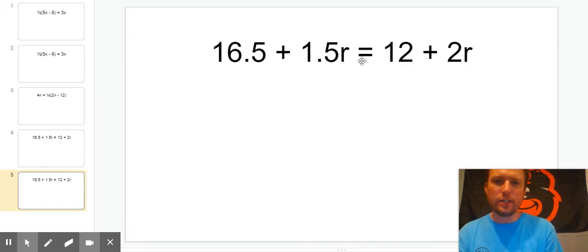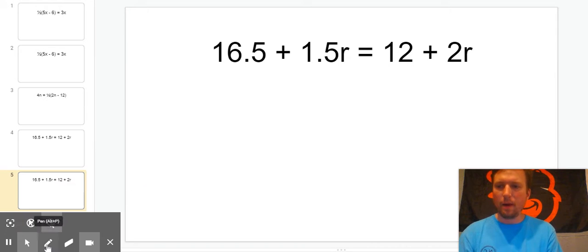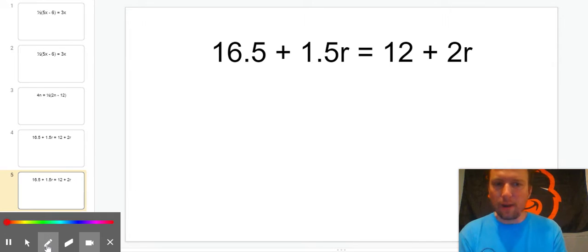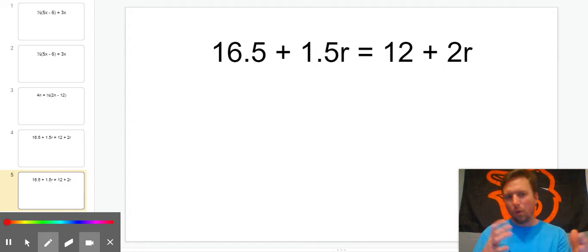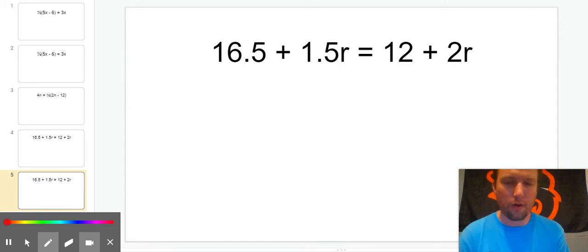I have my same equation here, 16.5 plus 1.5r equals 12 plus 2r. Now, there are many different ways that we can solve these equations. And isn't that cool? Math is so cool. We can make the numbers work for us.